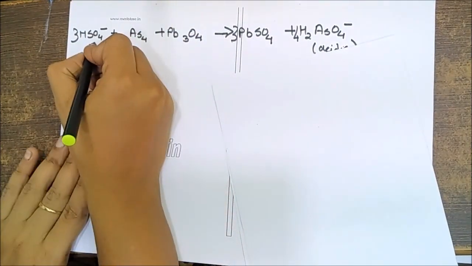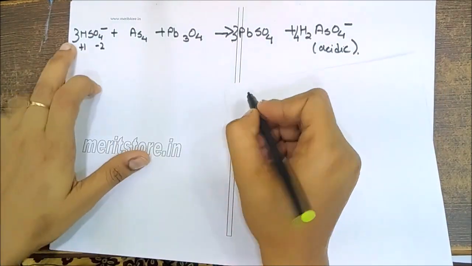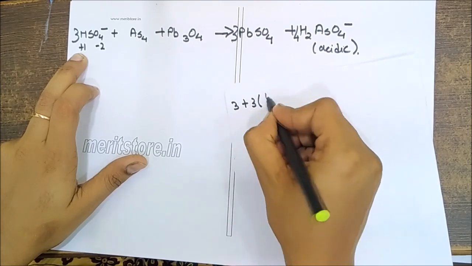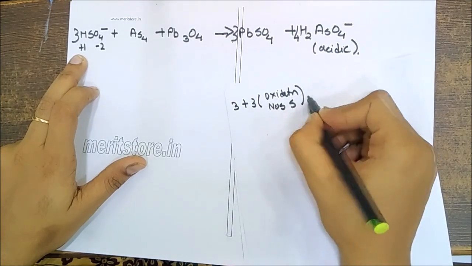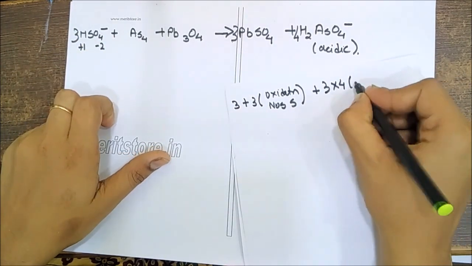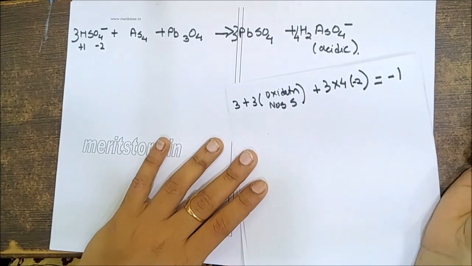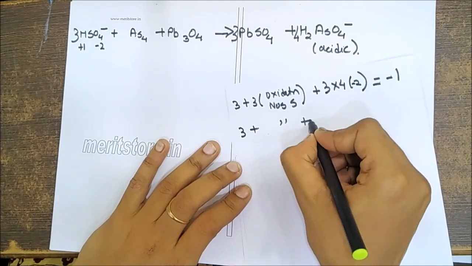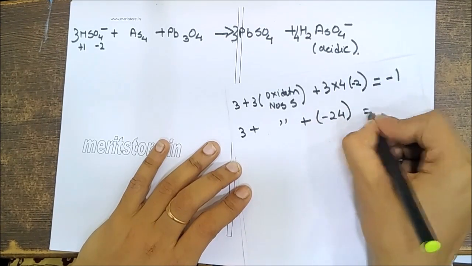See here, we know the oxidation number of oxygen is minus 2 and of hydrogen is plus 1. So how would this be calculated? Since there are 3 atoms, 3 into plus 1 is giving me 3 only, plus 3 into the oxidation number of sulfur, plus 3, and there are 4 atoms of oxygen and the oxidation number of oxygen is minus 2, so 3 into 4 into minus 2, it should give me minus 1. Alright, so this is going to be 3 plus 3 into oxidation number of sulfur, and this is 4 twos are 8, 8 16 24, so this is minus 24 giving us minus 1.